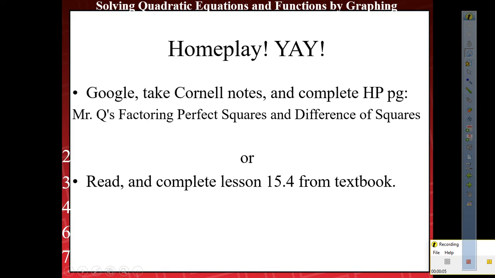When it comes up, you're going to take Cornell notes. At the end of each lesson, I usually mention the home play, and on the video it's the same thing. The home play comes up at the end, so work on that home play. The page should be mentioned in the video, okay? Or you can go to section 15.4 in your textbook. Read through it so that you can understand it by yourself, and then do the home play at the end.